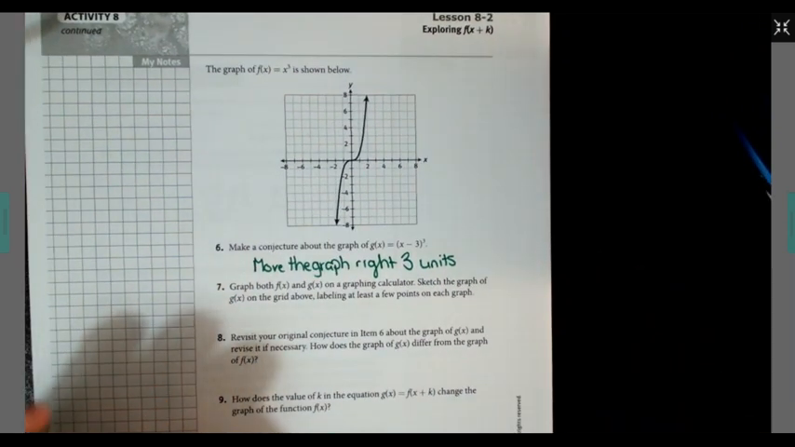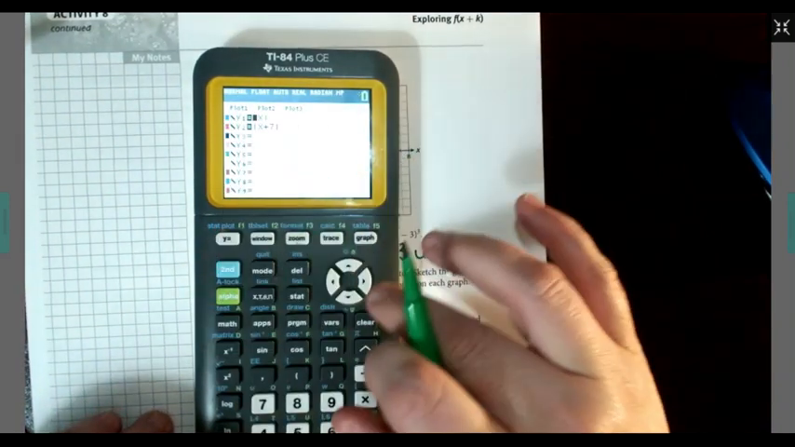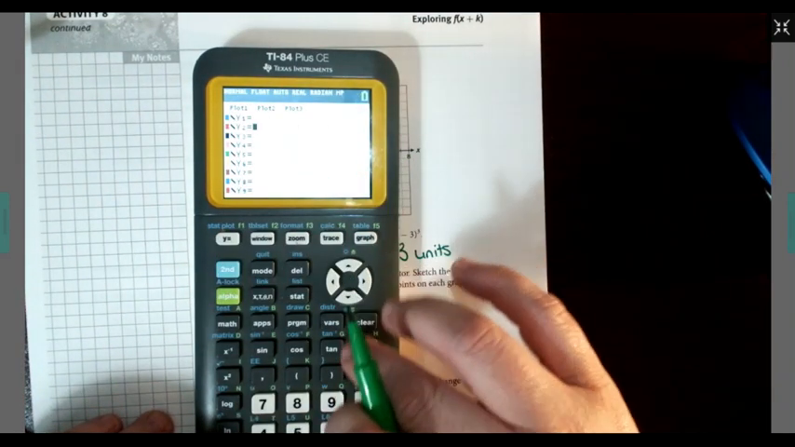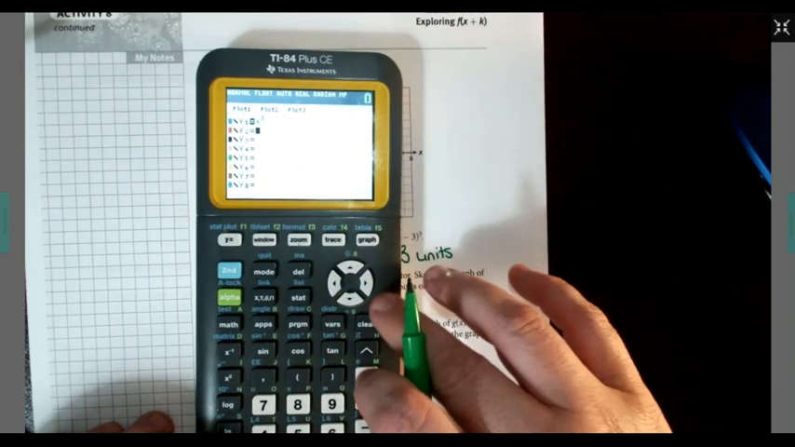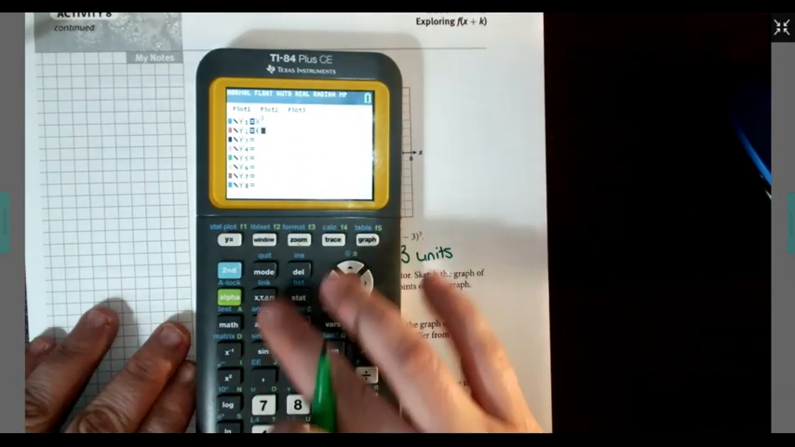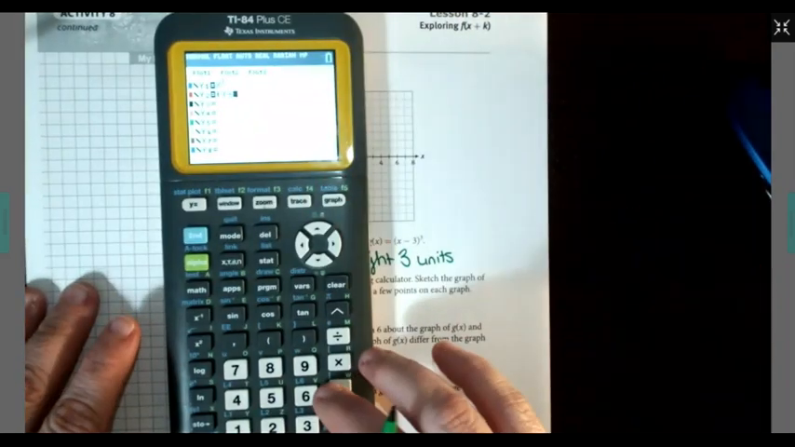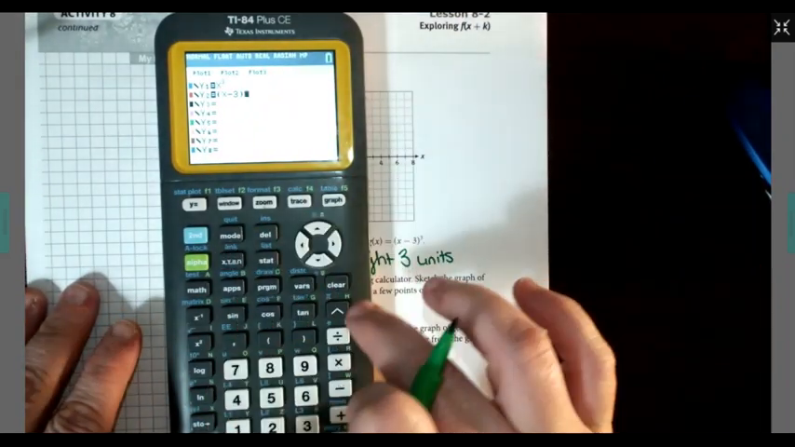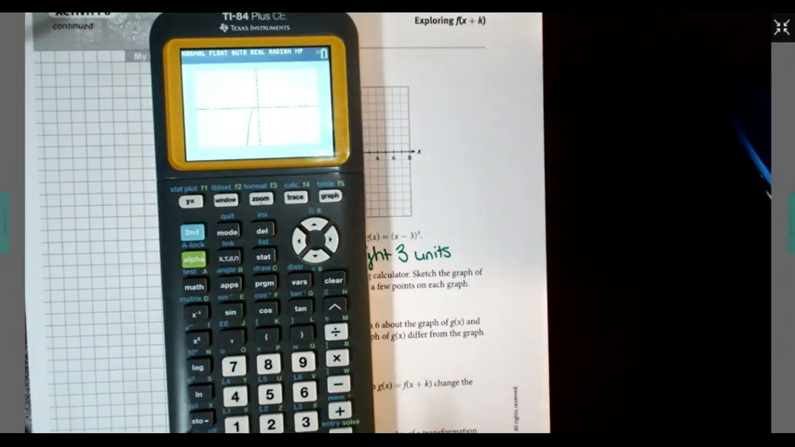Graph both on the graphing calculator and then sketch, label at least a few points. Okay, so we have x to the third power, and then here we're going to have x minus 3 to the third power. We're going to graph both of those.